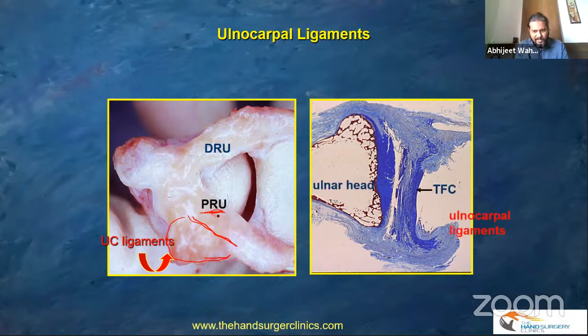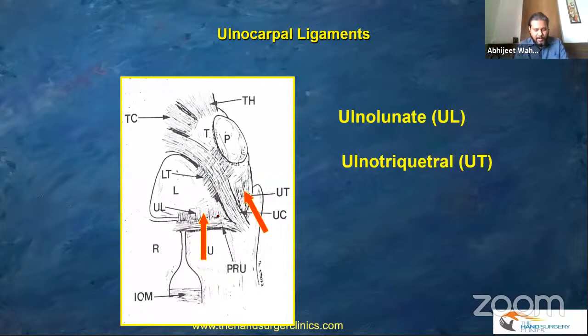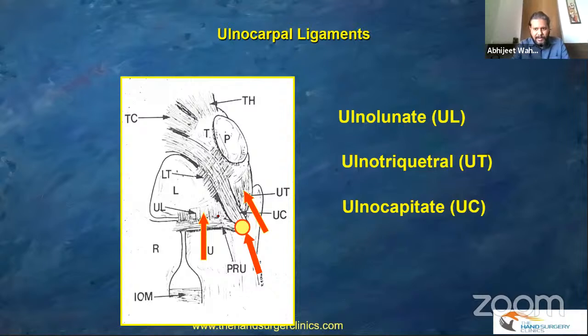These are histological images of the same structures that we saw anatomically. Which are these ulnocarpal ligaments? They are the ulnolunate, the ulnotriquetral, and the ulnocarpal ligament. So let these names not confuse you.